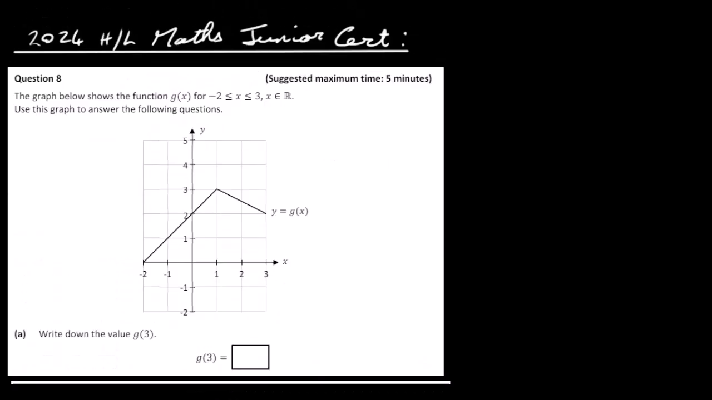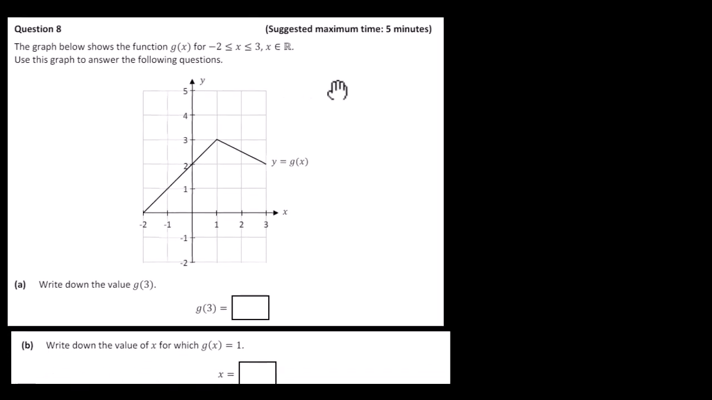Okay, so this is the 2024 Higher Level Maths Junior Cert paper, question 8. The graph below shows the function g of x for x between -2 and 3 inclusive, x is real. Use this graph to answer the following questions. Write down the value of g of 3.